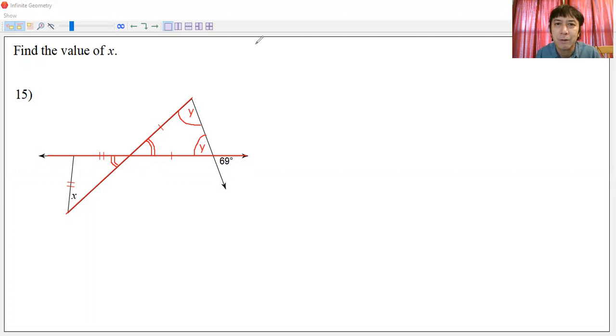Now, you can see another vertical angle here. This is straight, and of course, this is straight. So this angle y here is equal to this angle, by definition of vertical angles. And so we can conclude that angle y is equal to 69 degrees.